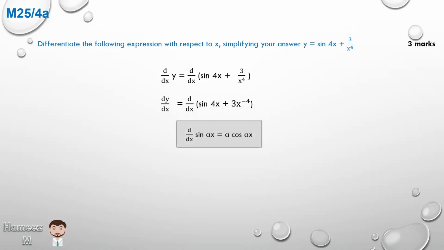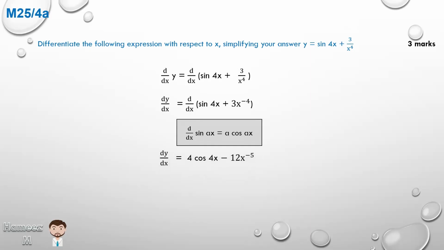And let's recall from our formula sheet, anytime you see me put up a rectangle looking like this, it has been extracted from the formula sheet we did earlier. So you could pause the video and go back and look at it. The differential of sine ax is equal to a cos ax. So if we look at the question here, we're trying to find the differential of sine 4x. In that case, a is 4. So when we differentiate that, we're going to get 4 cos 4x.